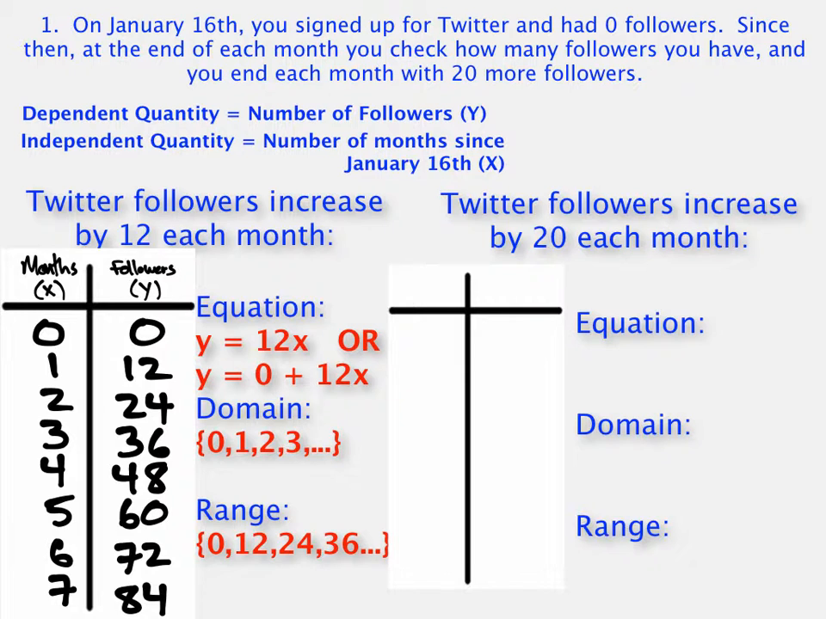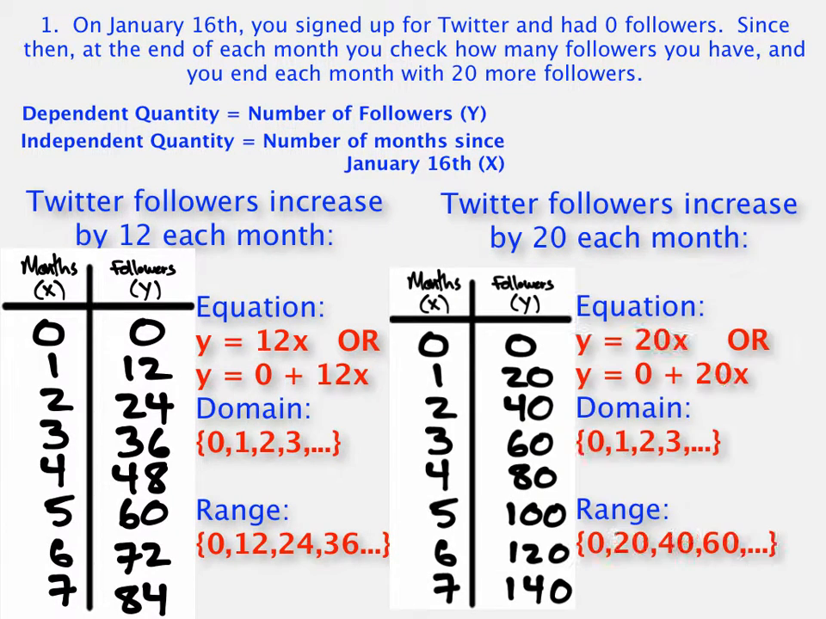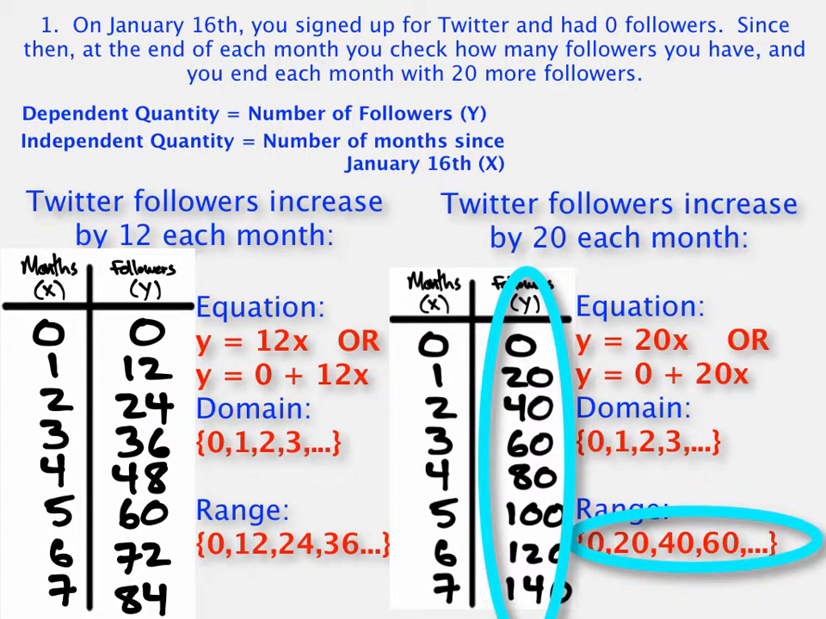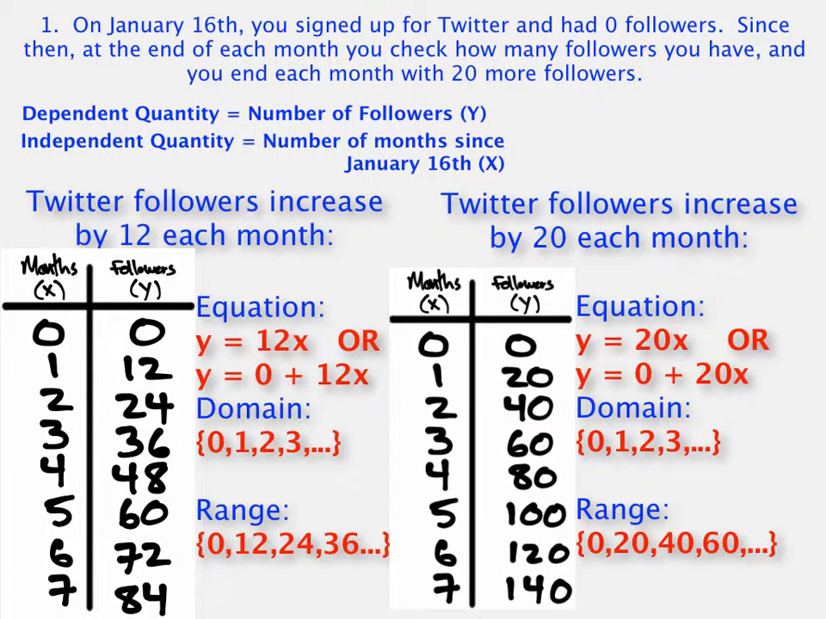If they increased by 20 each month, the equation would be y equals 20 times x. Or again, what I prefer, y equals 0 plus 20x. 0 being the number of Twitter followers you started with, and 20 representing how many more Twitter followers you got every month. And the domain wouldn't change at all, and the range would be 0, 20, 40, 60, 80, all multiples of 20 that aren't negative.